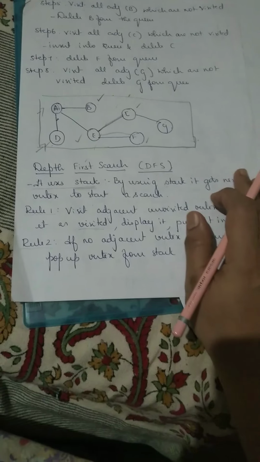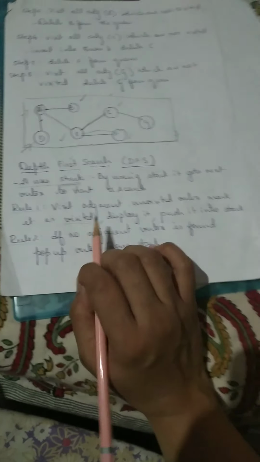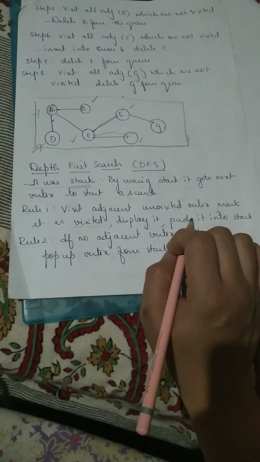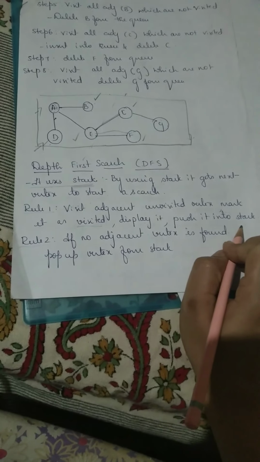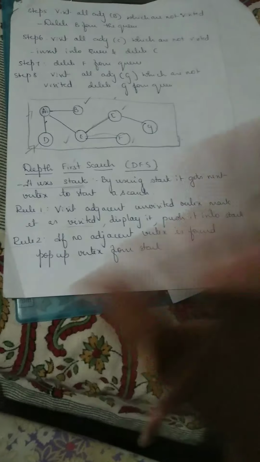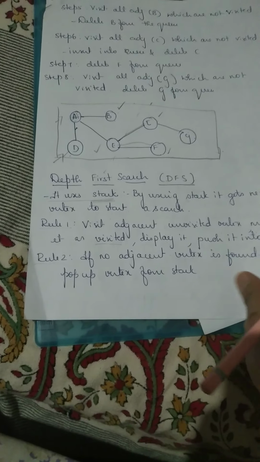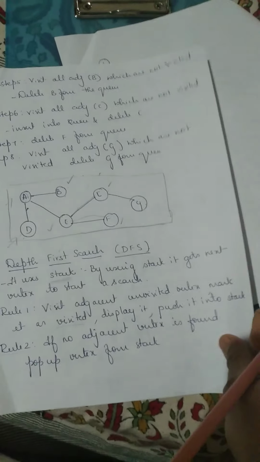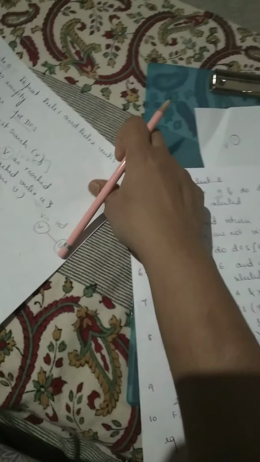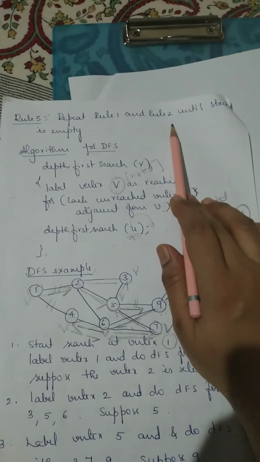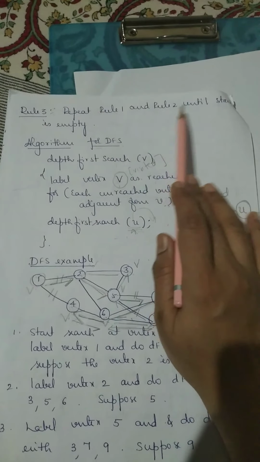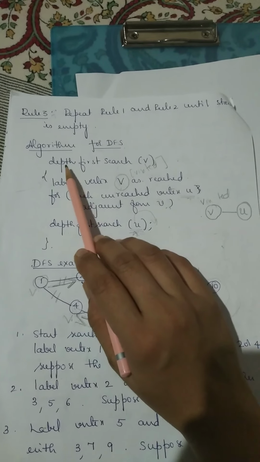These are the simple rules of DFS. Rule 1: visit an adjacent unvisited vertex, mark it as visited, display it, push it into the stack. Rule 2: if no adjacent vertex is found, pop a vertex from the stack. Rule 3: repeat rule 1 and rule 2 until the stack is empty. This is a simple algorithm of DFS.